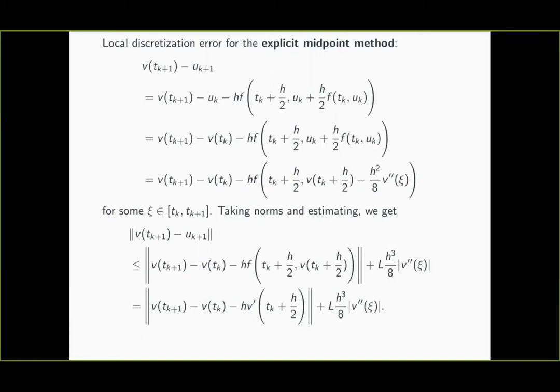To simplify that, we use the ordinary differential equation that is satisfied by v, and so the term in the norm can be simplified to v(t_k+1) minus v(t_k) minus h times v' at time t_k plus h over 2. So in particular, that term is now the difference between the integral of v' from time t_k up to t_k+1 minus the evaluation of the midpoint rule applied to that integral.